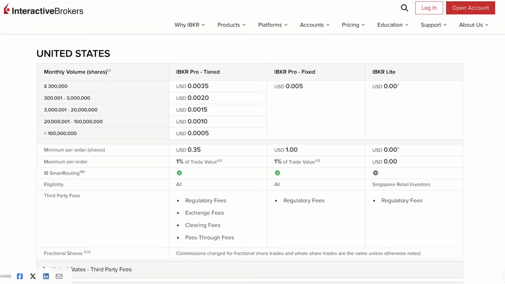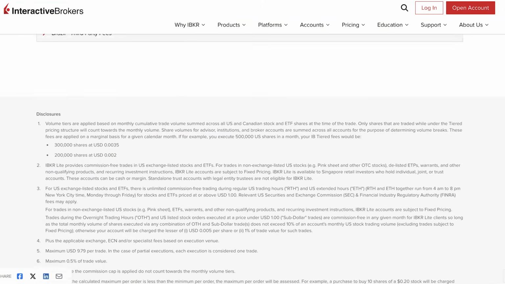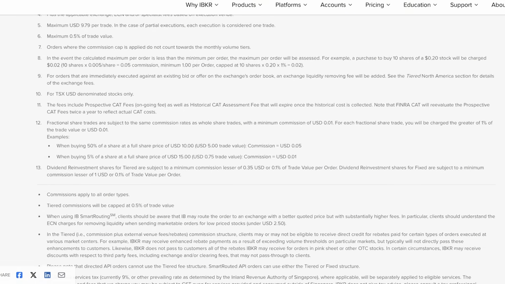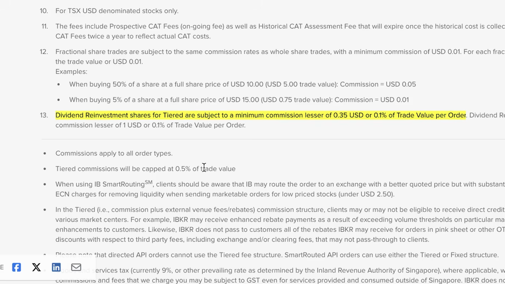Now, contrary to popular belief, the actual fee for IBKR's DRIP isn't the usual 35 cents. Instead, if you go all the way down to the bottom of the pricing page, IBKR has this tiny line which says that on a tiered plan, dividend reinvestment is charged at the lesser of 35 cents or 0.1% of whatever you are reinvesting.